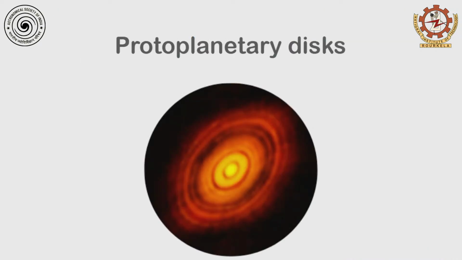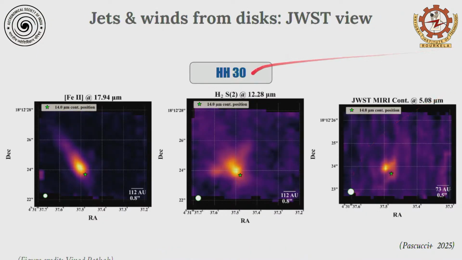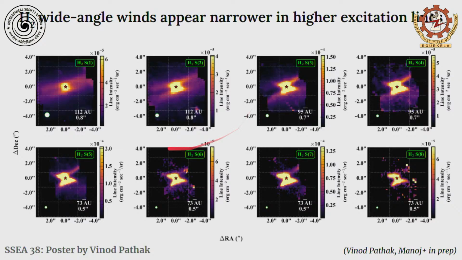And moving on to protoplanetary, these more evolved systems, we see the same thing. So you see in the iron 2 line, you see a highly collimated jet, and then in hydrogen you see this wide angle structure, and that's just the continuum for your reference, the 14 micron continuum. This is HS30, again iron 2 highly collimated jet, and the molecular hydrogen flow is wide angle. And here you also see when you go to higher and higher excitation lines, it becomes progressively narrower.